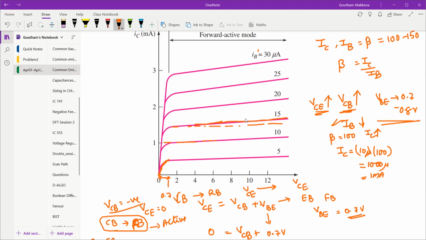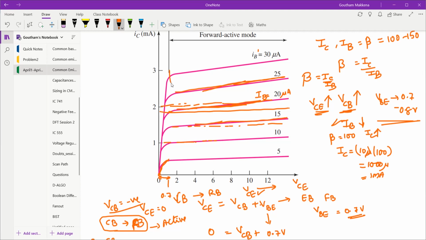Your similar characteristic for CB was flat, isn't it? But this has a small slope. Why? Because as VC increases, IC also increases. But once it is in active mode, its value roughly can be calculated from beta. Beta is IC by IB. So if IB is equal to 20 microamps, IC is equal to 20 micro into 100, which gives you roughly 2 milliamps. But this slope is because of the effective base width reduction that I have discussed earlier in the lecture.